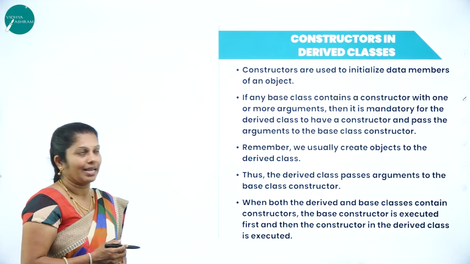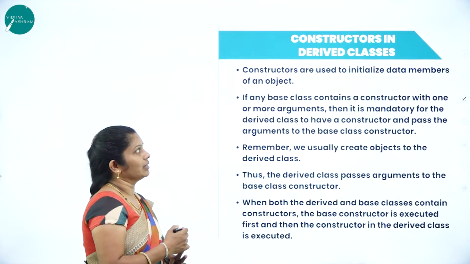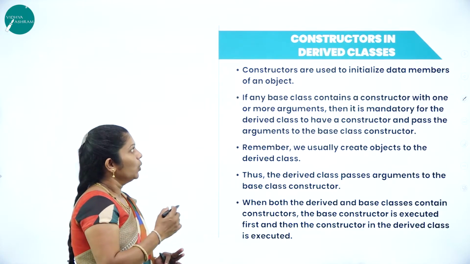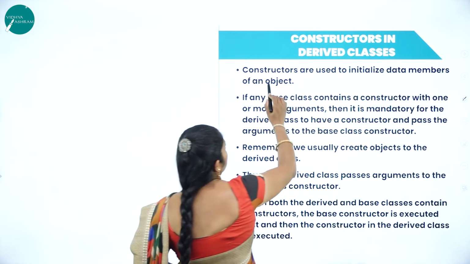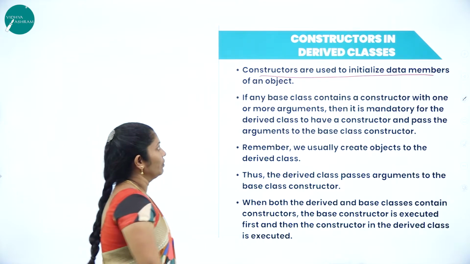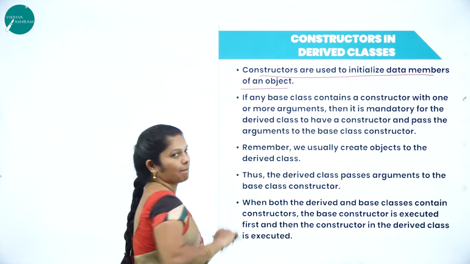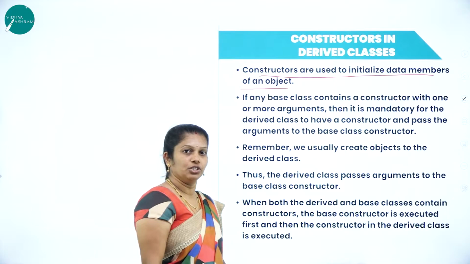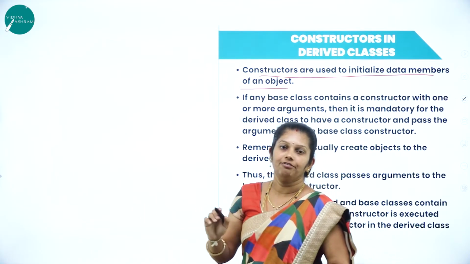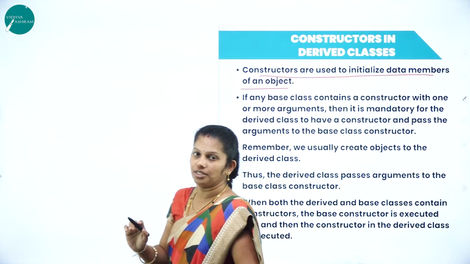Next, how exactly does the constructor work? Constructor in a derived class especially. A constructor is used to initialize the data or object of a class automatically. A constructor is a special member function used for initialization purposes. Here we are not able to do any calculation.